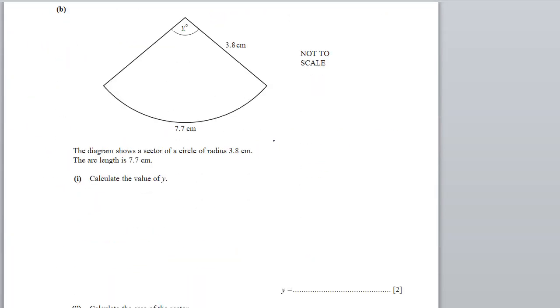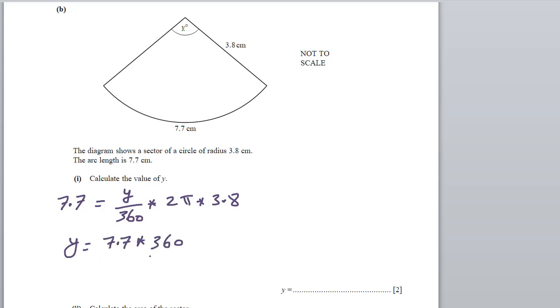Okay. Now the diagram shows a sector of a circle of radius 3.8, the arc length 7.7. Calculate y. So the arc length 7.7 is equal to y divided by 360 multiplied by 2 pi multiplied by r, which is 3.8. So y equals 7.7 multiplied by 360 divided by 2 pi multiplied by 3.8.